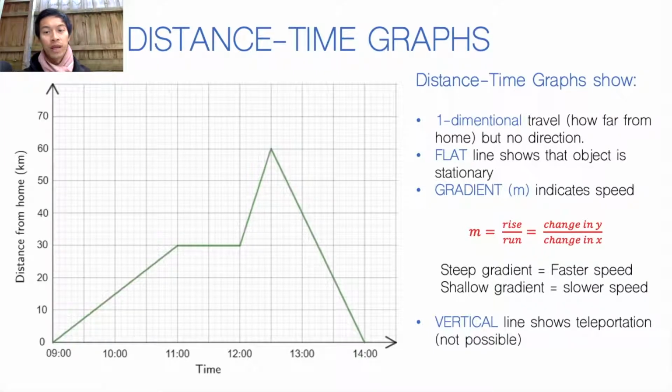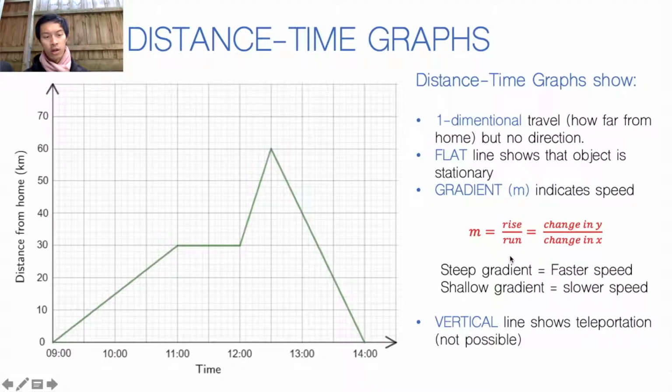Now, not only can you figure out the distance at any given time, you can actually calculate the speed. The gradient, which is the slope of the graph, will tell you what speed the object is traveling at on average. We represent the gradient by the letter m, and speed is simply distance divided by time. If you take any two points in that graph, you can calculate the change by looking at the change in y divided by the change in x, or the rise over the run.